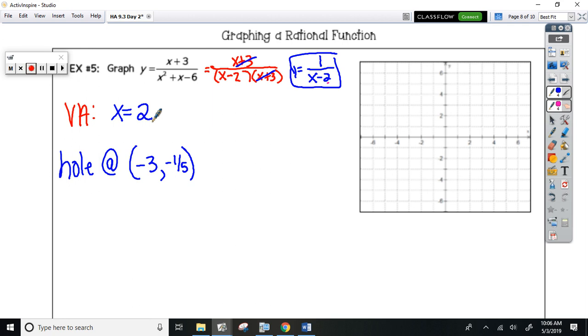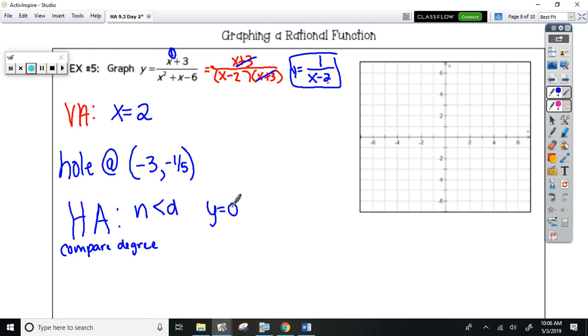We also need our horizontal asymptote, which is what we've just learned. For these, you have to compare the degree. So the numerator has a degree of 1. The denominator has a degree of 2. So what is our horizontal asymptote? Sam? y equals 0. The numerator is less than the denominator, so y equals 0.